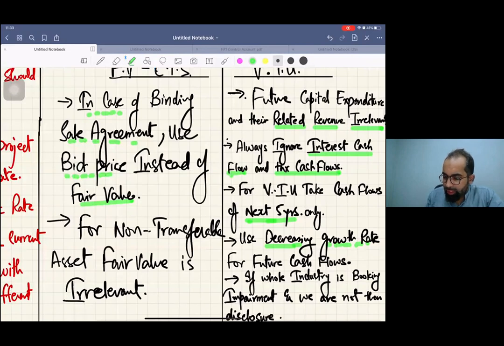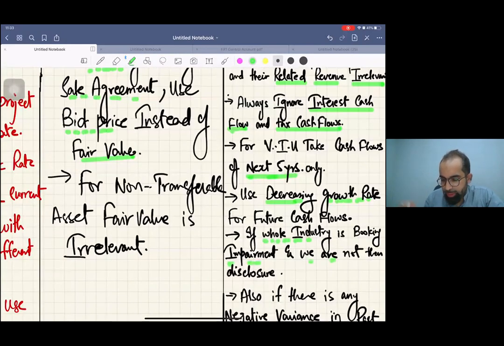If the whole industry is booking impairment and we are not, then disclosure. Giving you the example of 2008. 2008 was the subprime loan crash. Hope you remember that in the United States, it was a big crash, and especially for the banking sector, it was a nightmare. So the majority of banks were booking impairment. If we are also one of the banks and we are not booking the impairment, obviously the auditor will ask why. So we'll say that this is the reason: we have this much cash flows for the future, or this much competitive edge. That's why we are not booking. Again, you need to disclose this fact.